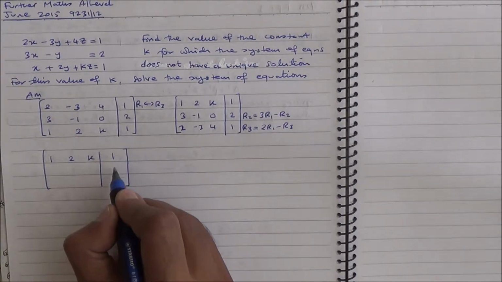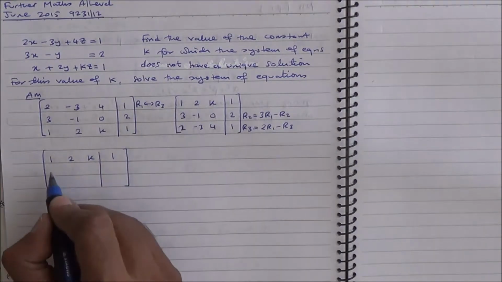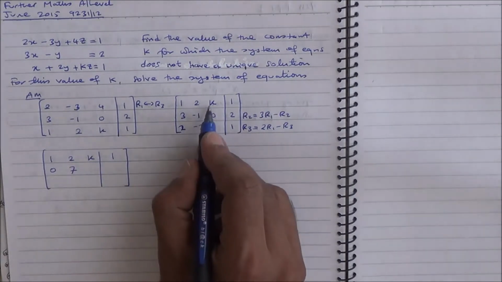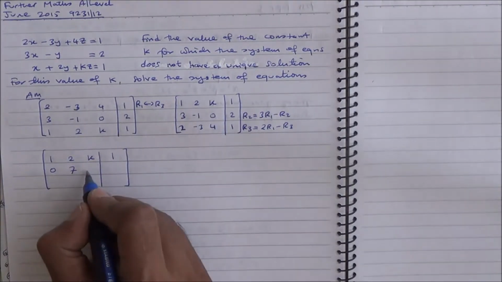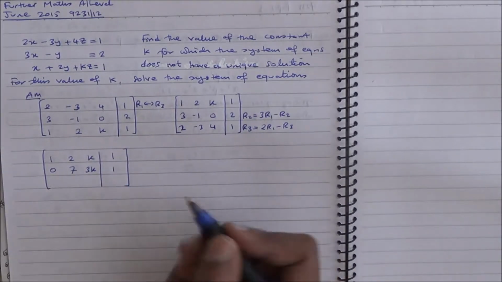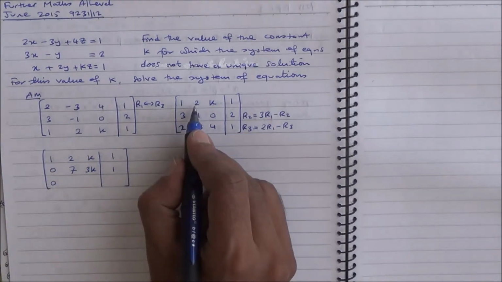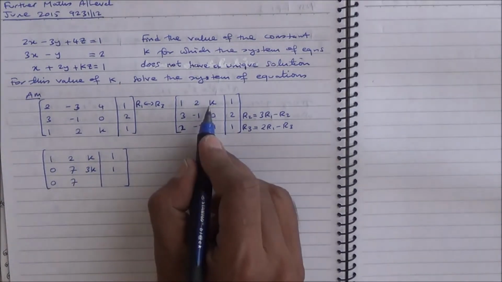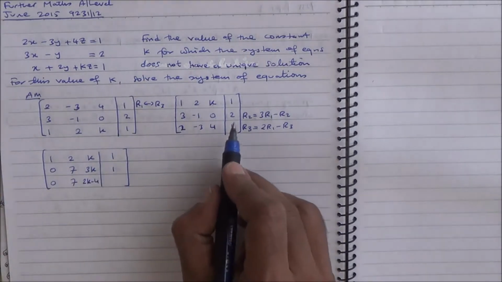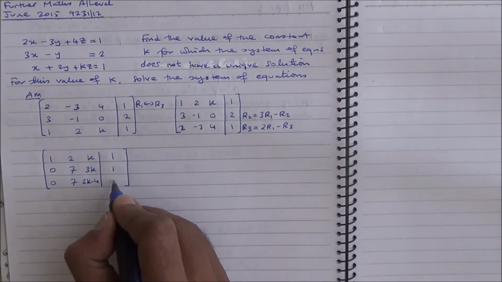I've got 1. Now here, 3 times 1 is 3, 3 minus 3 is 0. 3 times 2 is 6, minus 1 is 7. 3 times k is 3k, 3k minus 0 is 3k. And 3 times 1 is 3 minus 2 is 1. 2 times row 1: 2 times 1 minus 2 is 0. 2 times 2 is 4 minus 3 is 7. 2 times k is 2k, 2k minus 4. 2 times 1 minus 1 is 1.